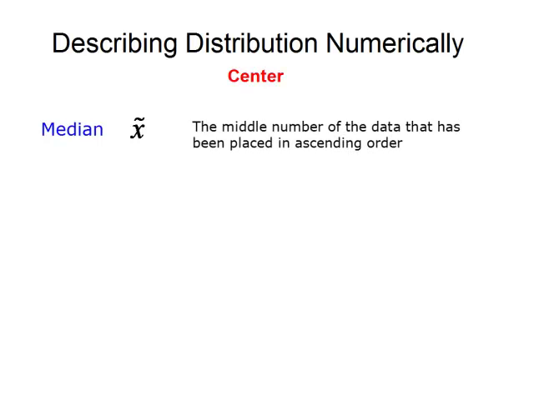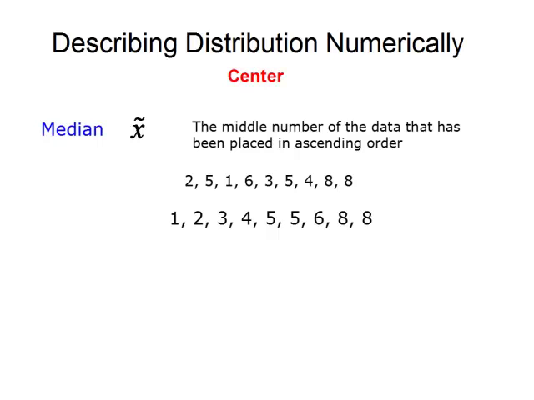The median is the middle number of the data that has been placed in ascending order. Take the following data. First thing we need to do is put it in ascending order, from lowest to highest. Then we look for the middle number. Now, the middle number is that first 5. You'll see that we have 4 numbers to the left of the 5 and 4 numbers to the right of the 5.